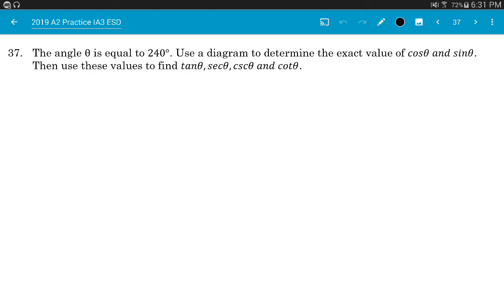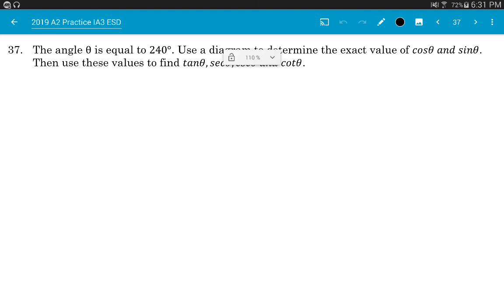Question 37. The angle theta is equal to 240 degrees. Use a diagram to determine the exact value of cos theta and sin theta. Then use these values to find tan theta, secant theta, cosecant theta, and cotangent theta. This was the 6-point question on the midterm, right? So here's what we do.